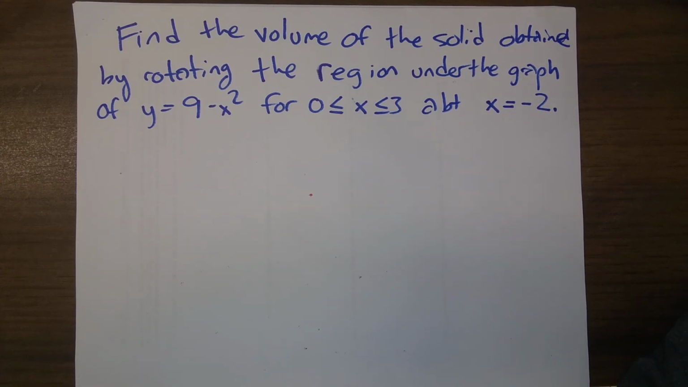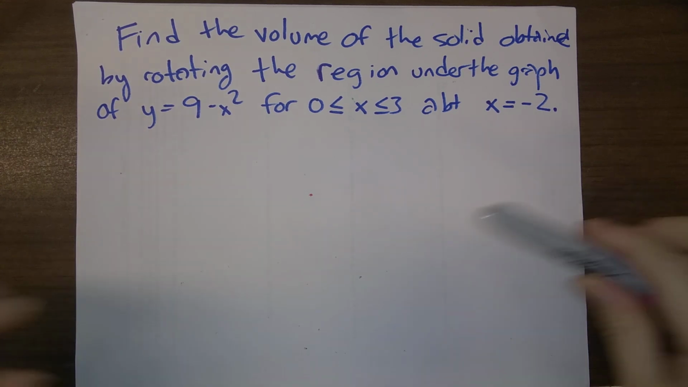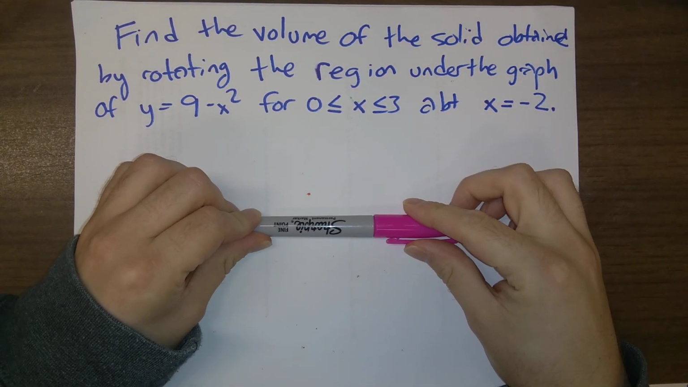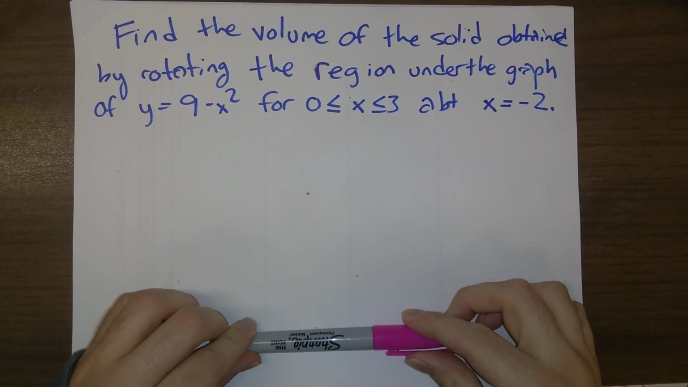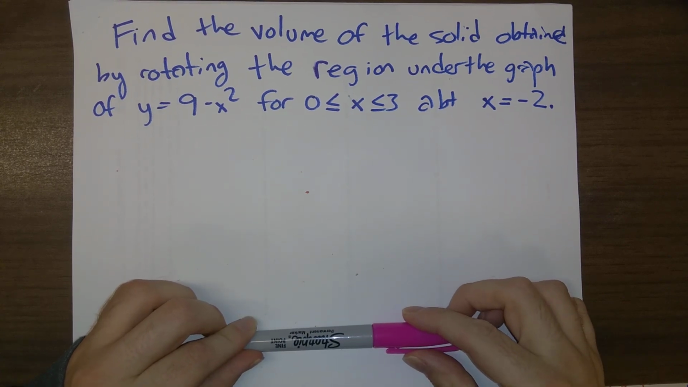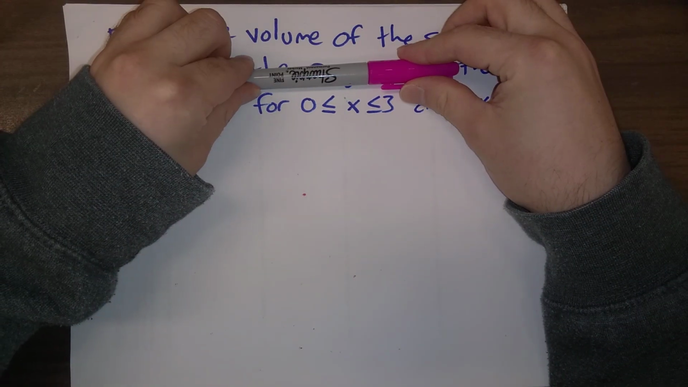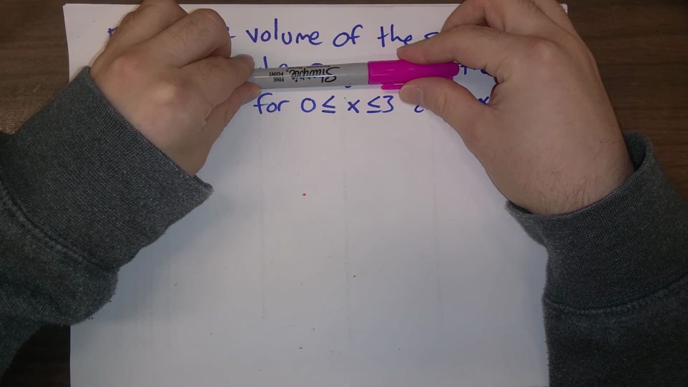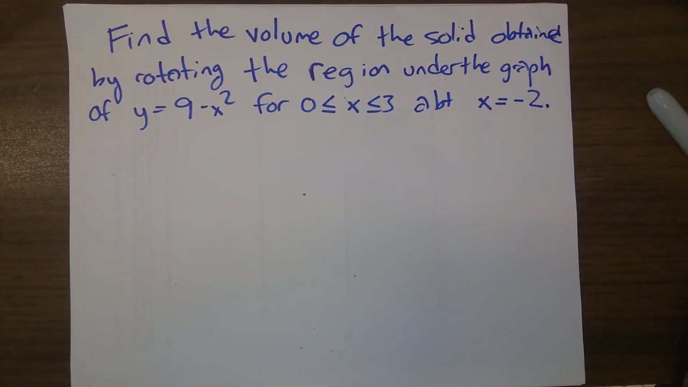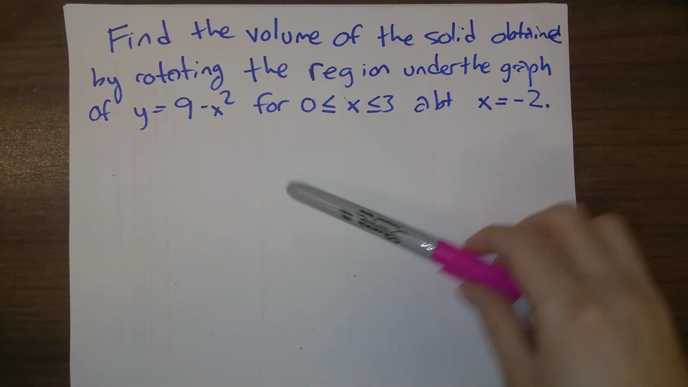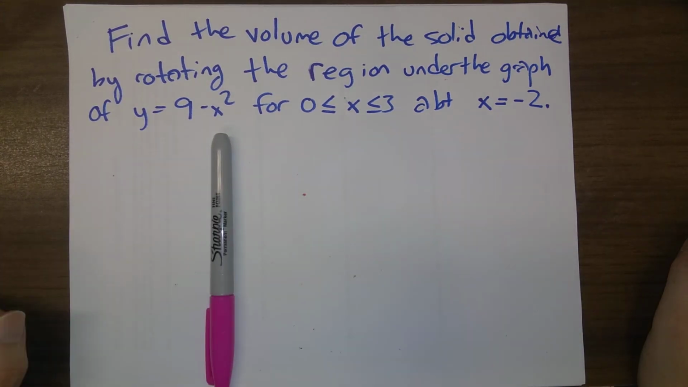Every problem that we've done so far, we've rotated around a horizontal axis. Sometimes that's been the x-axis itself, sometimes it's been something below the region that we're revolving, sometimes it's been above the region that we're revolving, and so there's different nuances for each of those types of problems. But what happens if we are rotating a region around a vertical axis?